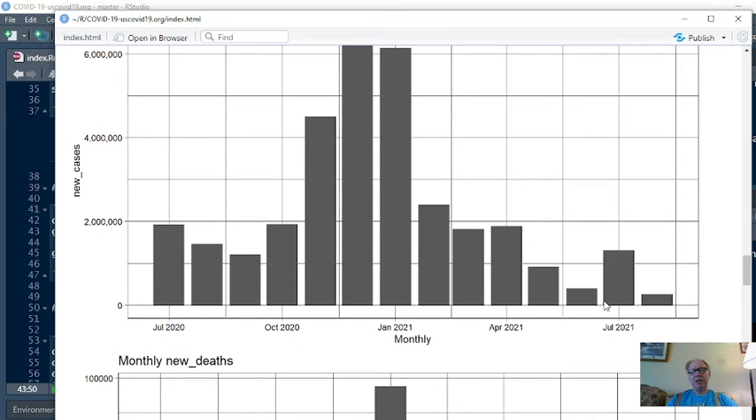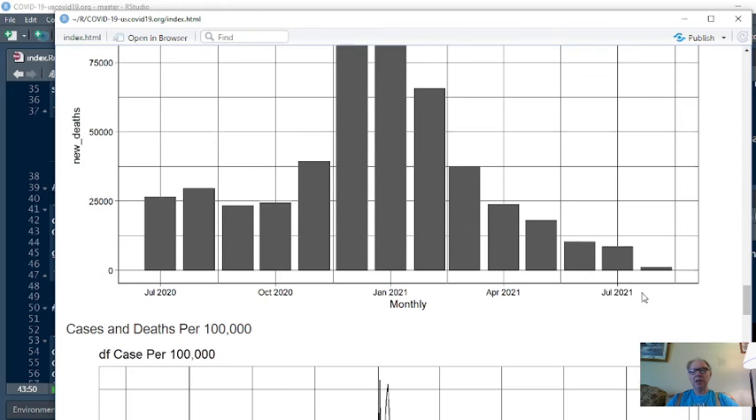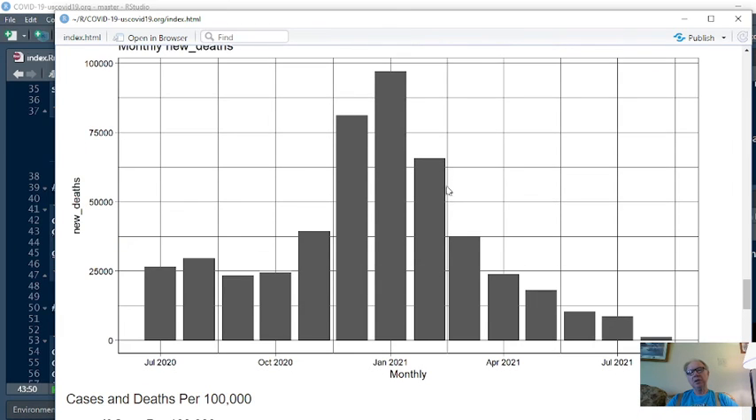Okay, monthly cases, and again, here's the big numbers: 1, 2, 3, 4, 5, 6 months in a row now, America's seen a decline in COVID-19 deaths. Keep these numbers here for deaths. That's what I want you to focus on. Okay, that's what we need to focus on.